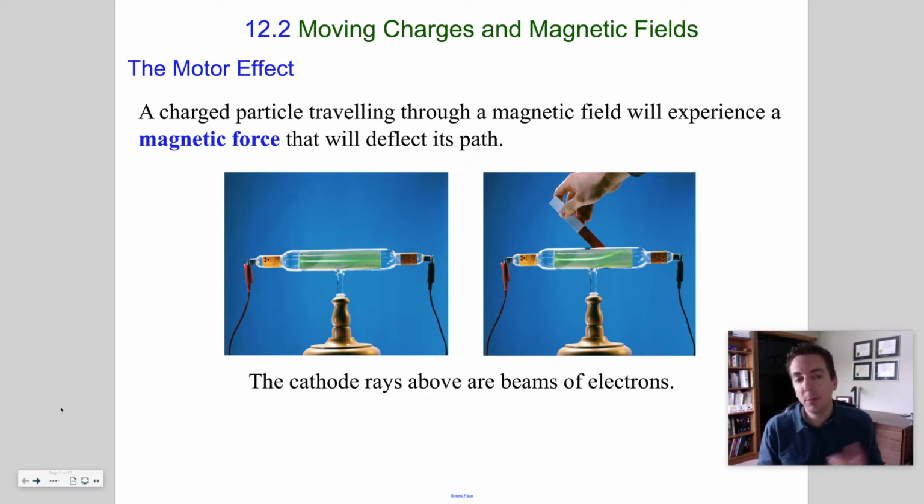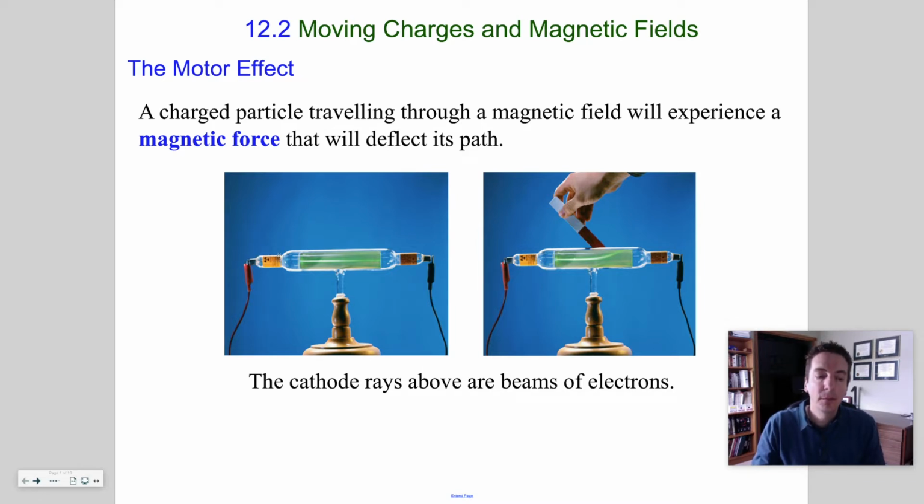But a charged particle traveling through a magnetic field will experience a magnetic force that will deflect its path. Now, this doesn't mean that you've got charges necessarily in a current carrying conductor like we talked about last time with the solenoids and the left-hand rule and stuff like that. But you can have a charge flying through a vacuum, like a single electron. Or in this case, we've got a picture of what is called a cathode ray tube.